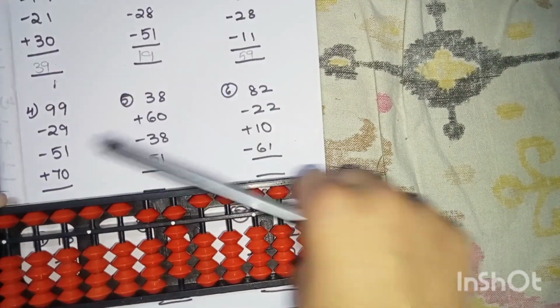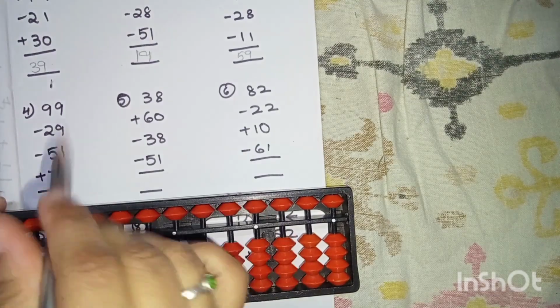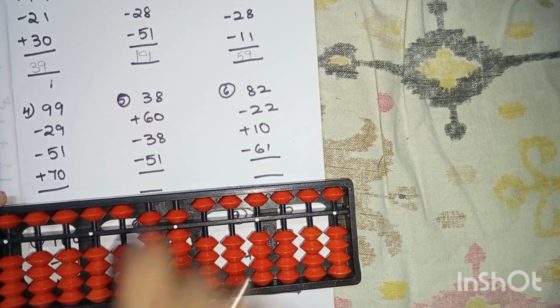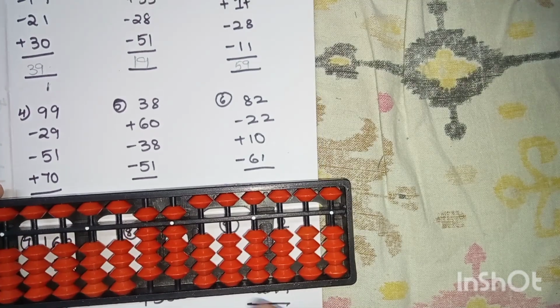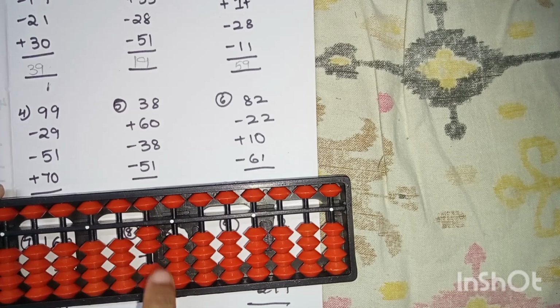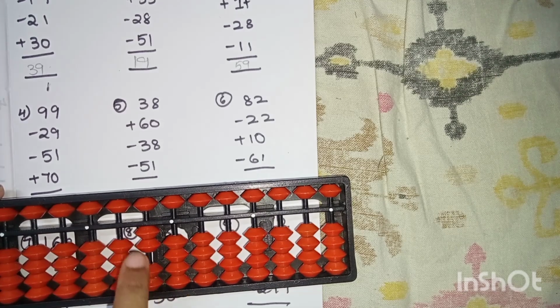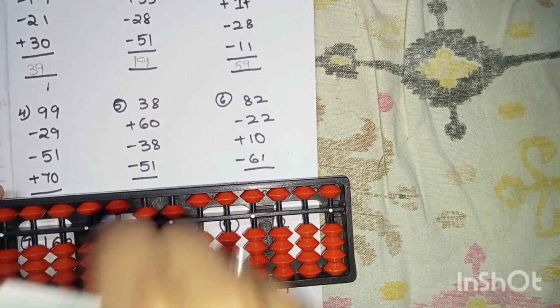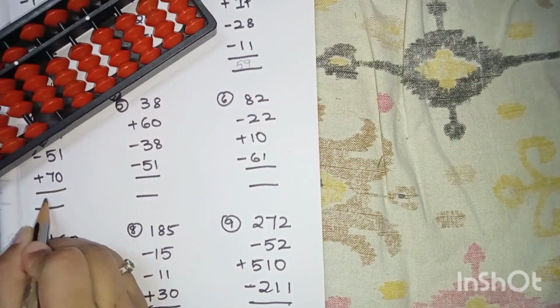Okay, next 99 minus 29 minus 51 plus 70. So in the ones place rod, minus 1 is not available, so I am taking minus 10, add 9, big friends formula, and add 70. So what is the answer? 89.